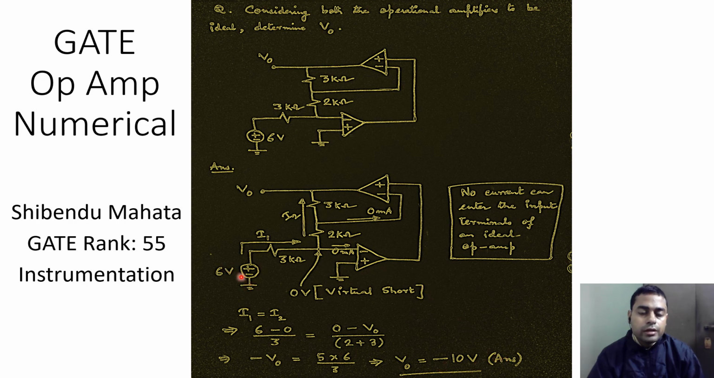So the current that is entering the output terminal of this top op amp will be equal to 2 milliampere only.